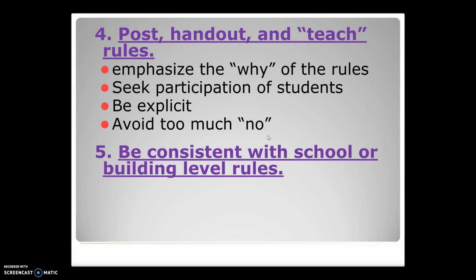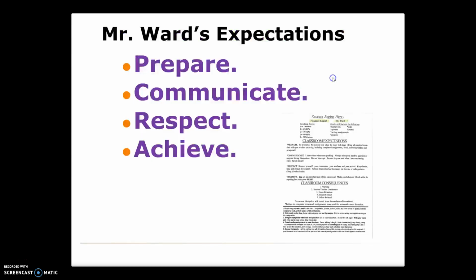And then very important that you know your school or building level rules and that you're consistent with those. If your school has rules about food and gum and water in the classroom, then I think that you need to follow that, and you shouldn't be allowing students to do things that are not consistent with the school rules.